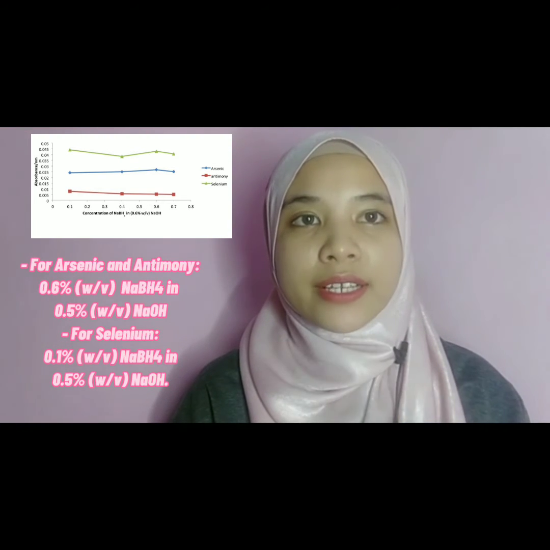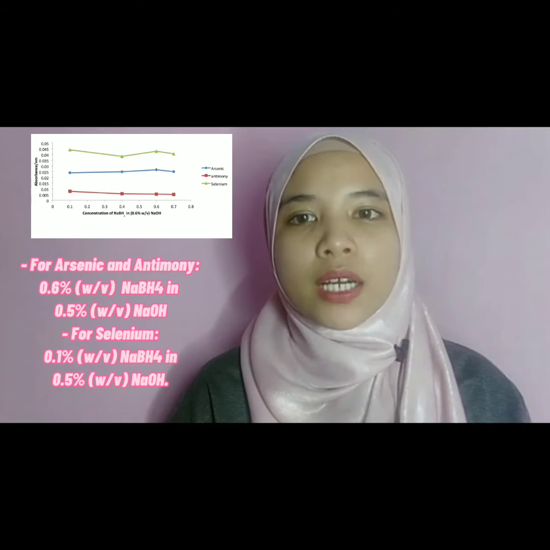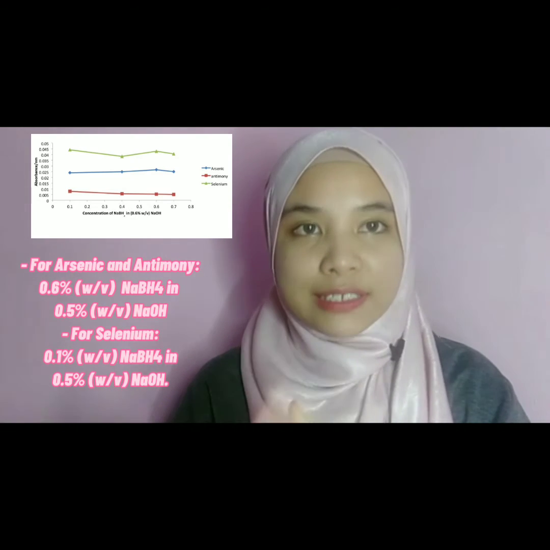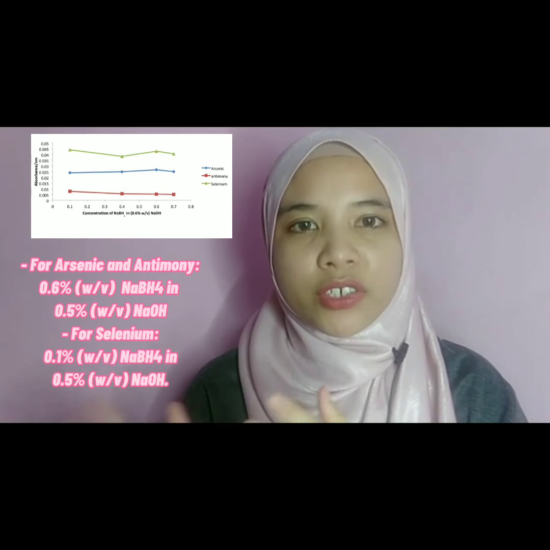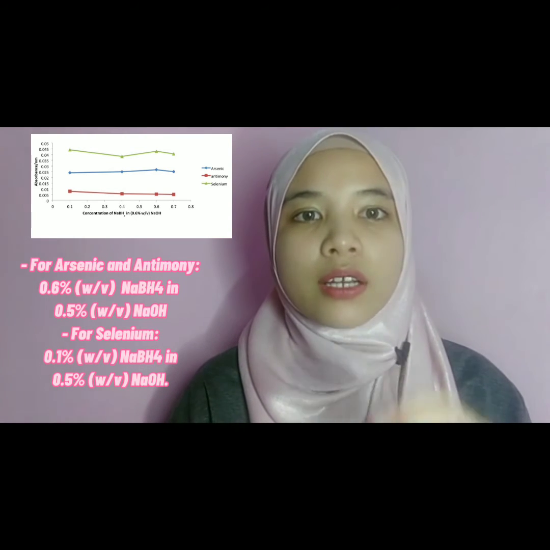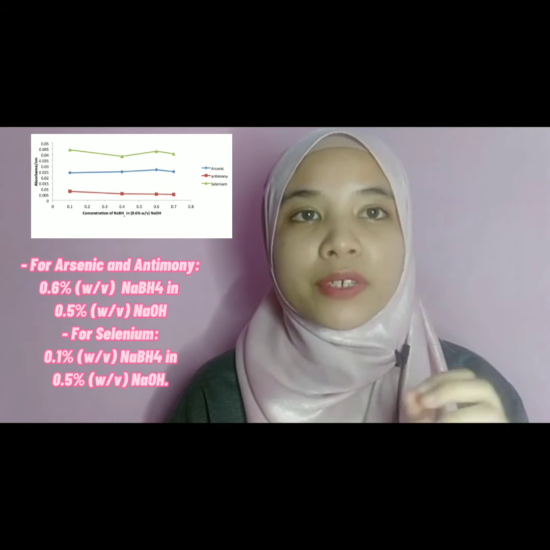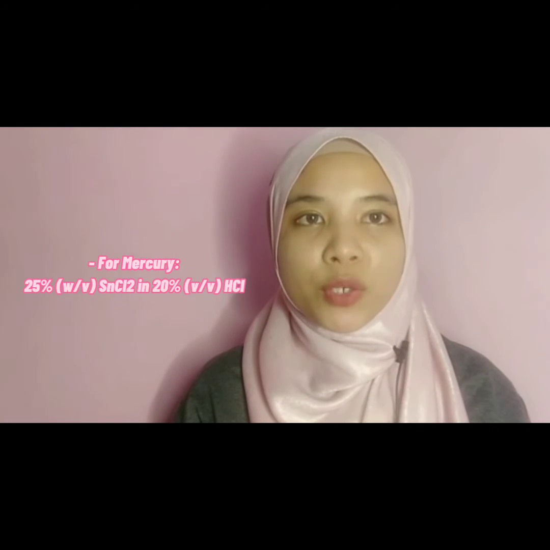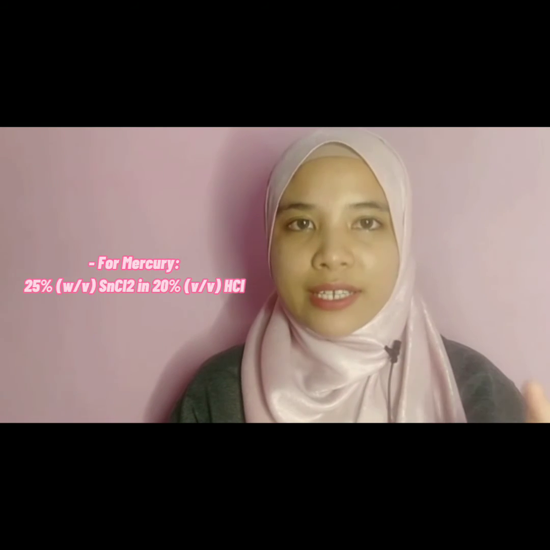The optimum concentration for the reducing agent for arsenic and antimony was 0.6% weight over volume sodium borohydride in 0.5% weight over volume sodium hydroxide, while for selenium, the reducing agent optimum concentration was 0.1% sodium borohydride in 0.5% weight over volume sodium hydroxide. While for mercury, the optimal concentration for the reducing agent is 25% weight over volume stannous chloride in 20% volume over volume hydrochloric acid.